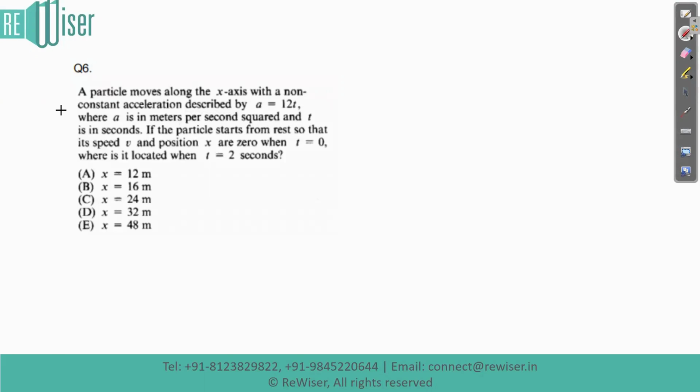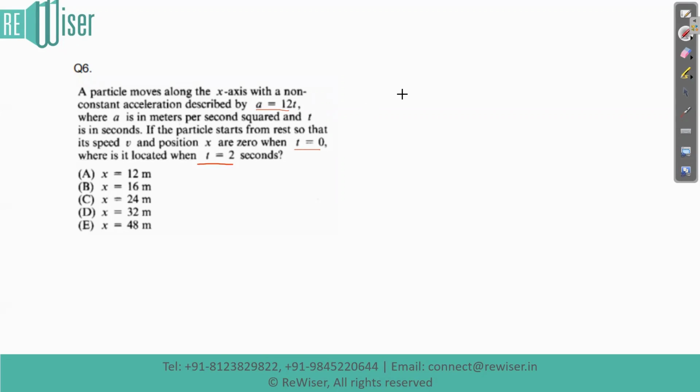Hello, as you can see in this question, it is asked: a particle moves along the x-axis with a non-constant acceleration described by a = 12t, where a is in meters per second squared and t is in seconds. The particle starts from rest, so the initial velocity and position are 0 when t = 0. So initially the position and the velocity, or the speed, is 0. Where is it located when t is equal to 2 seconds?